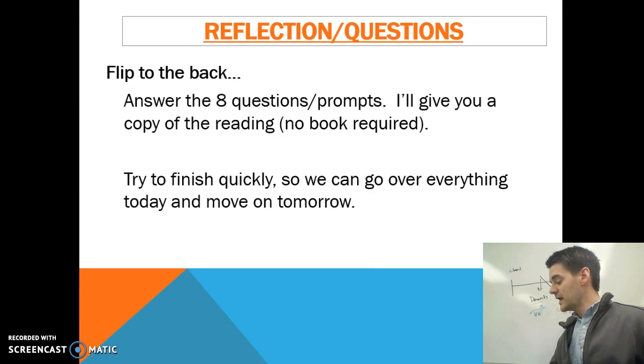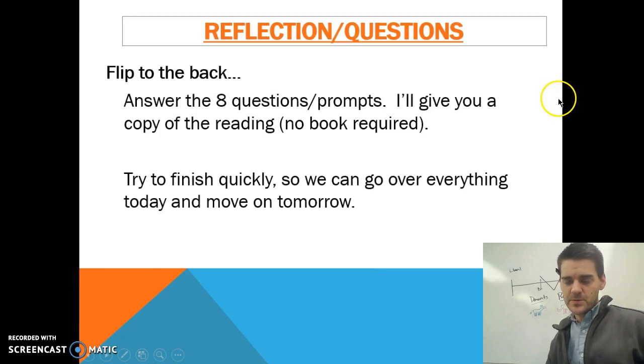Now, if you are able to get this done today in class, great, you probably will. If you can't get it done in class, then it is homework, so that way tomorrow we can quickly talk about that and move on to the next topic, okay?